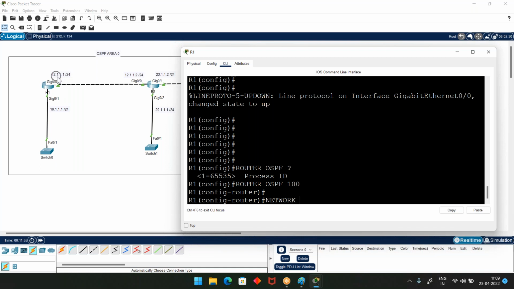I can advertise this network into which area? This network belongs to which area? It's area 0. So what can I do this time? For this 12.1.1.1/24, what is the network ID?